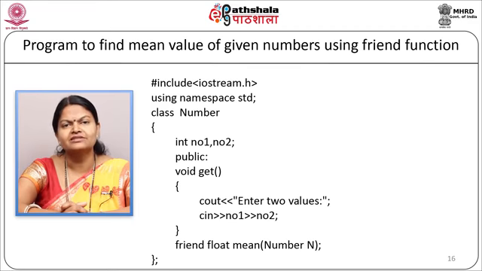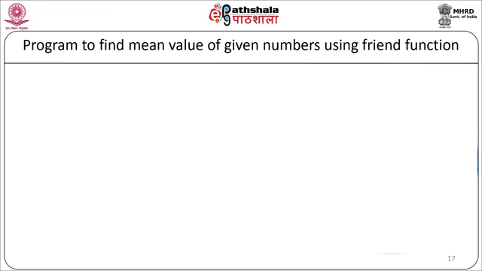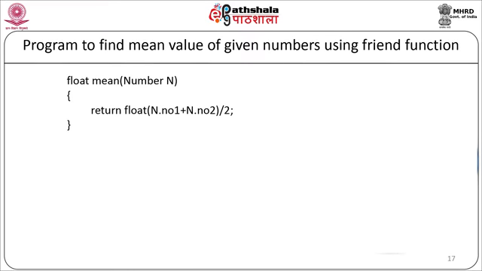As you can see, the friend keyword is there, the return type of the function is there, the name of the function is there, and the argument will be the object of class Number. Now our class will end here. Now outside the class we are going to define the function mean. The definition will be float mean(Number n). Inside this function we will write: return (n.number1 + n.number2) / 2, and our function will end.